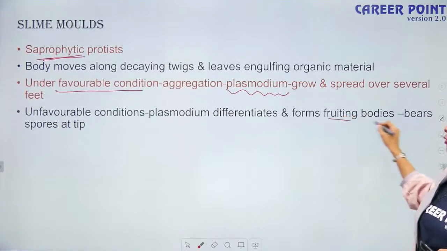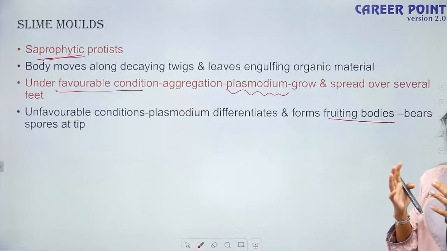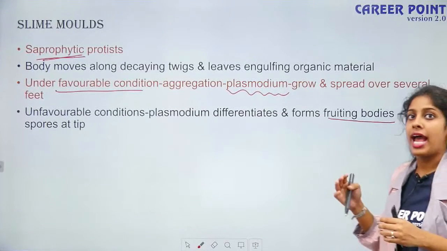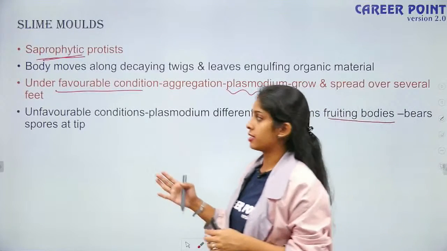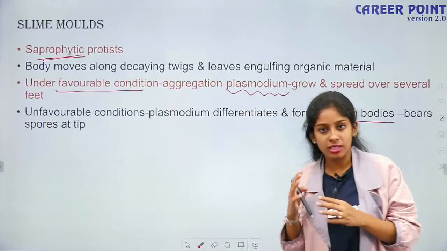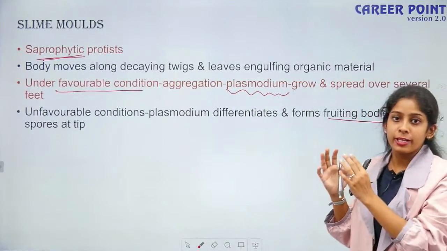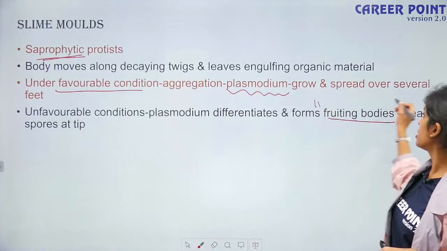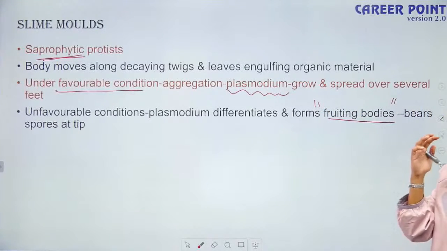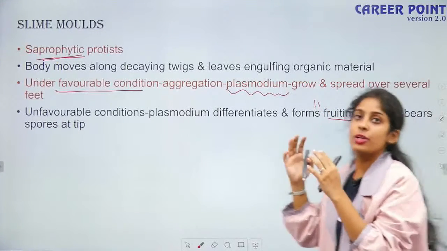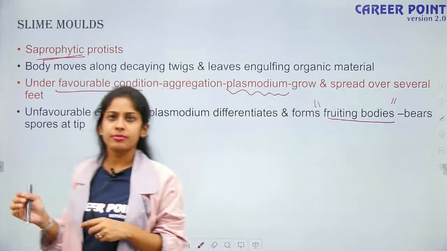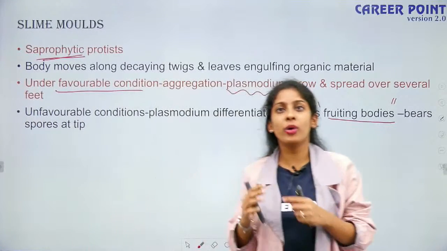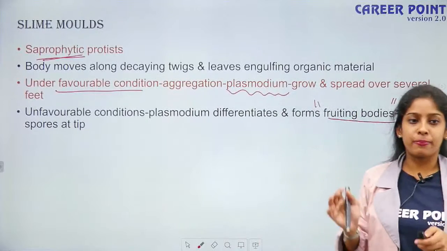So these fruiting bodies, they bear spores. Fine. Under favorable conditions, they form plasmodium and that grows up to several feet. But in case of unfavorable condition, your plasmodium differentiates into what are called fruiting bodies. This term is pretty important, and what happens inside the fruiting bodies is the production of spores. Fine. Now each spore will again germinate and become a new individual. So that is how they reproduce.